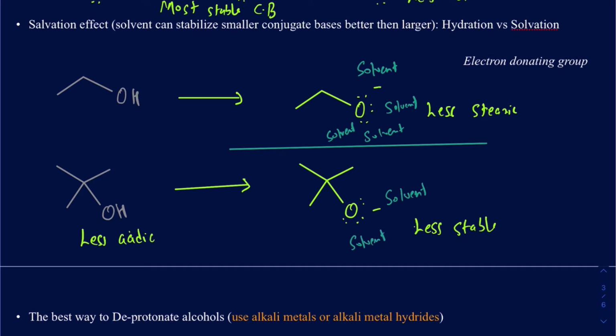So there are going to be few solvent molecules whenever you have this bigger conjugate base, and that means this conjugate base is going to be less stabilized by your solvent. If you have more solvent molecules around it, it will be well stabilized by the solvent, and it's called a solvation effect. Since you have less of a solvation effect in the second case, that makes this conjugate base less stable, and as a result, that acid is going to be less acidic.